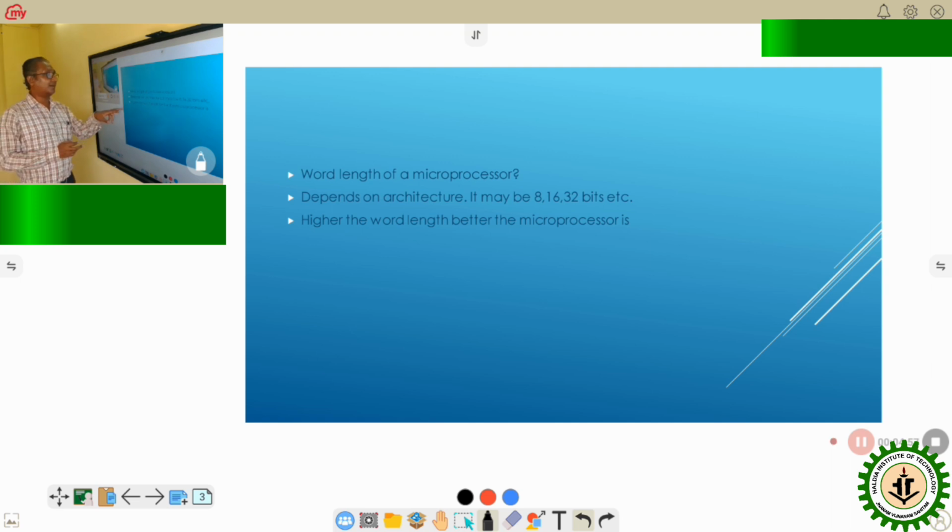So the higher the word length, the better the microprocessor is. If the word length is more, it is more advanced, and it takes less time for processing the same amount of data. A 32-bit microprocessor will take less time than a 16-bit microprocessor. A 16-bit microprocessor takes less time than an 8-bit microprocessor.